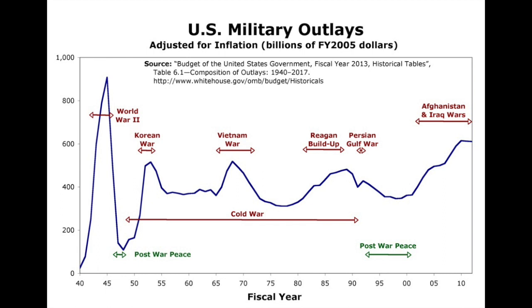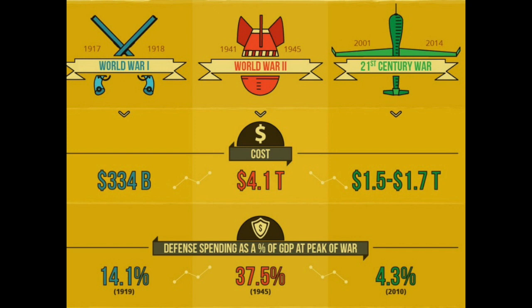The Korean War cost the United States $30 billion in 1953, which is equivalent to about $276 billion in 2017. And the annual war expenditure comprised about 14.1% of the GDP, and these costs are still being paid as of today. In comparison, World War I cost $334 billion. World War II cost $4.1 trillion. And the 21st century wars cost $1.5 to $1.7 trillion.